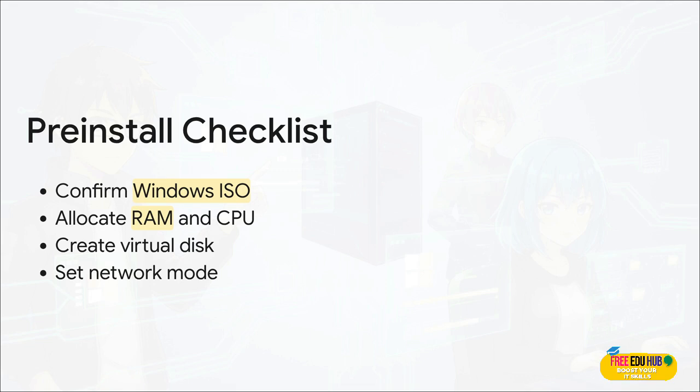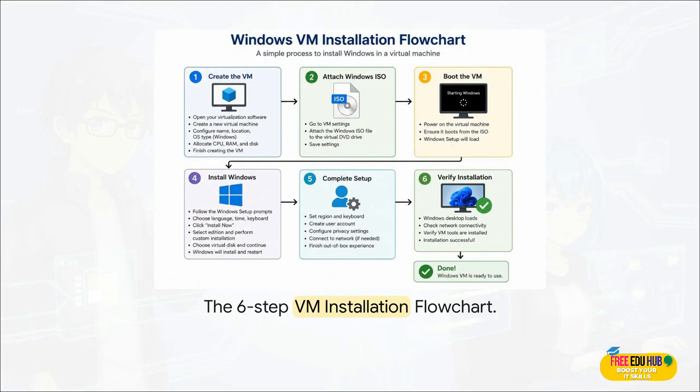You have to allocate enough RAM and CPU cores so the setup doesn't just freeze on you. You need to create a virtual disk large enough to hold the OS and set your network mode so Windows can pull down those necessary updates during the install. Once you're ready, just follow this high-level visual roadmap to navigate the installation itself. First, you create the VM. Attach that ISO file to the virtual DVD drive and boot it up.